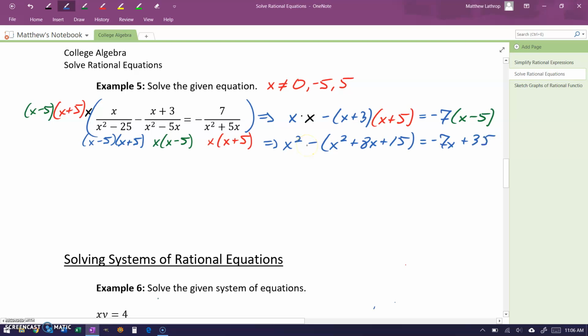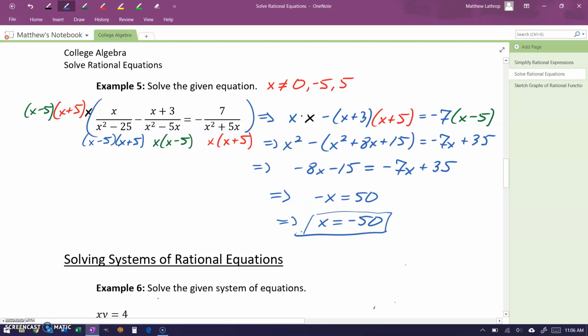We'll need to distribute the negative sign through that quadratic function, and then combining our like terms will leave us with -8x minus 15, still equal to -7x plus 35 on the other side. Then grouping like terms on the same side of the equation will give us minus x is equal to -50, or x is equal to -50. That value isn't one of our restricted values, so this is in fact a valid solution for that given equation.